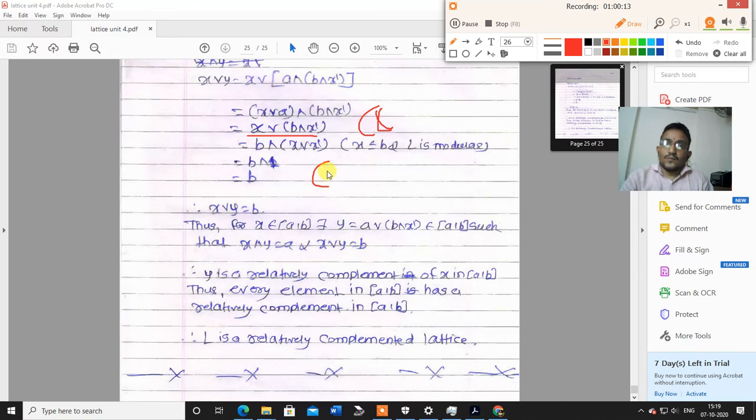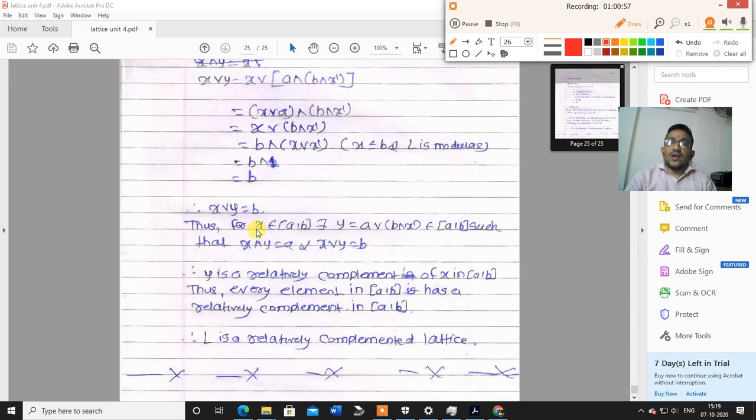So here X join B meet X dash. As X is related to B, X join B is equal to B. So B meet X dash, and we get B meet X join X dash. What is X join X dash? It is 1. So B meet 1 is equal to B. Therefore we can say that X join Y is equal to B.